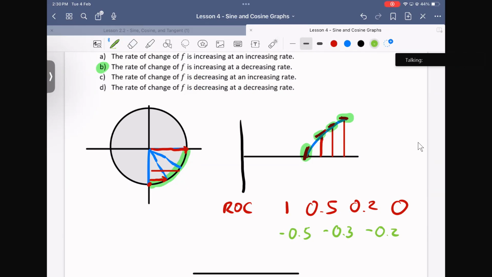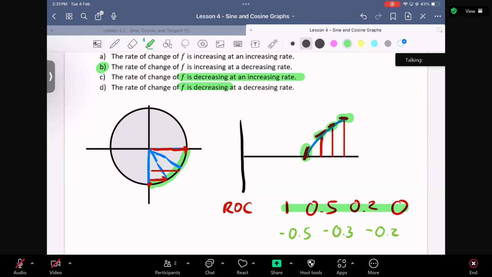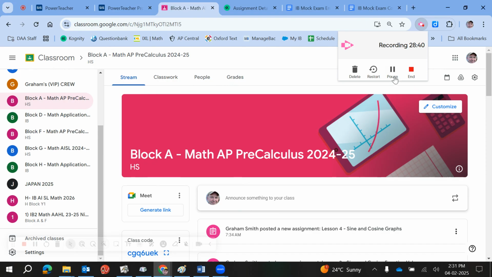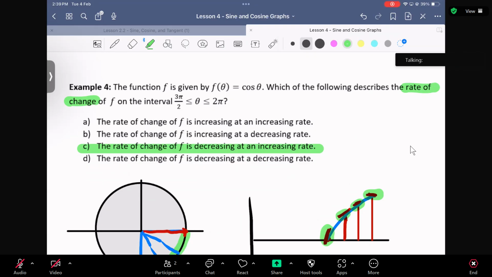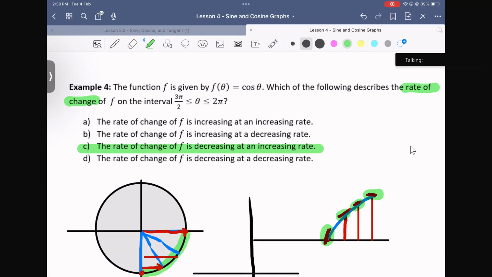So the rate of change is going to be decreasing because it's going from 1 down to 0. It's going to be decreasing, but we're going up towards positive numbers here on this one. So can I prove that it's B, please? So it's decreasing at an increasing rate. It's C. No, it's D. All right. So we've got decreasing at an increasing rate.